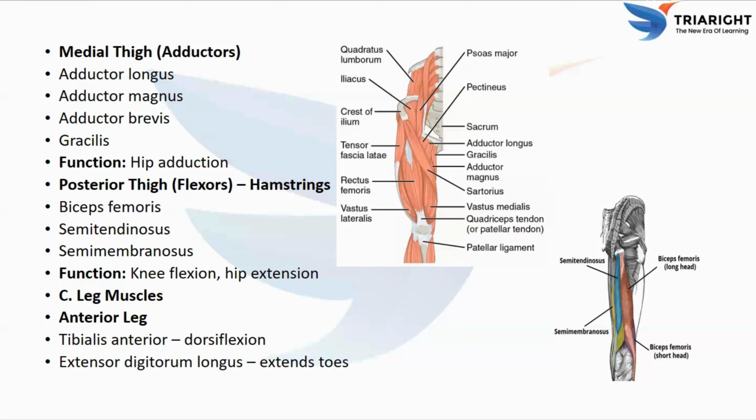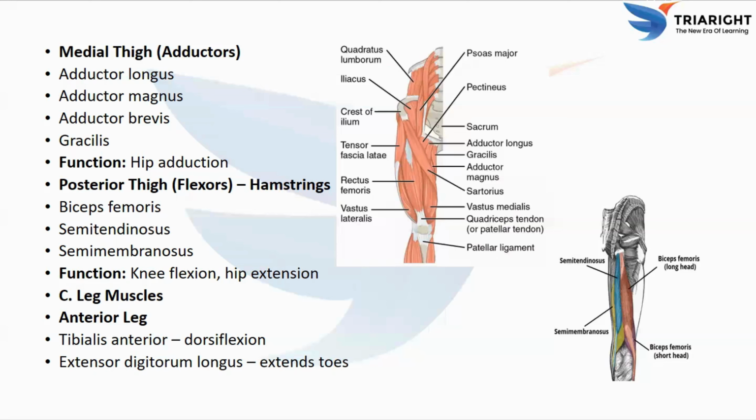So what is the biceps femoris? It has both a long head and a short head. It is present on the lateral side of the thigh. Semitendinosus is more superficial and has a long tendon, whereas semimembranosus is deeper and flatter. So what are the functions of these posterior thigh flexors? Knee flexion, it bends the knee, and also hip extension, it moves the thigh backward. So it is very important while running, jumping and also getting up from sitting.